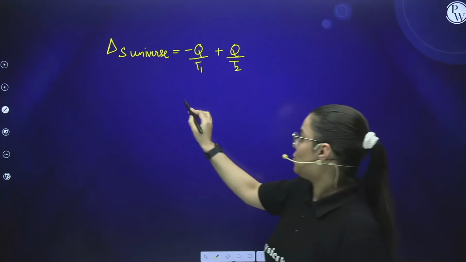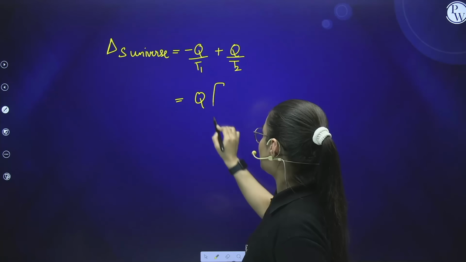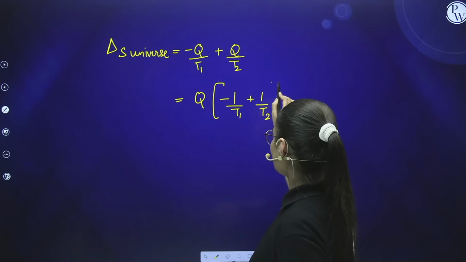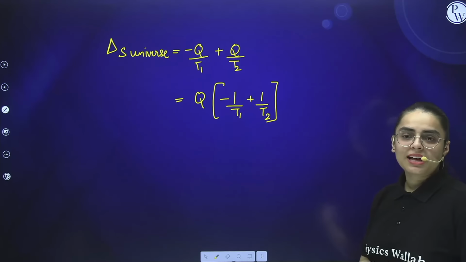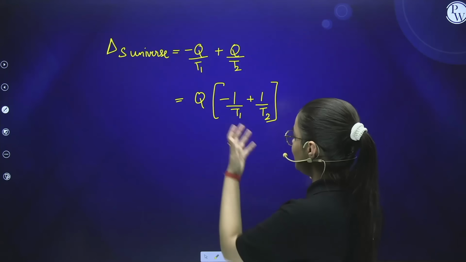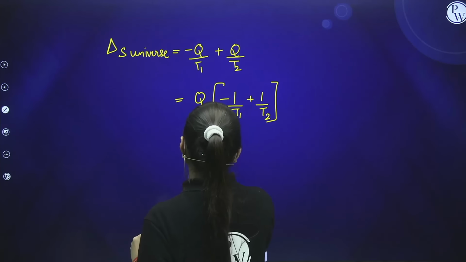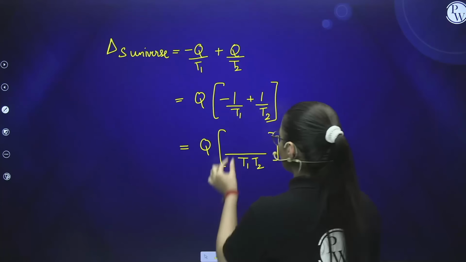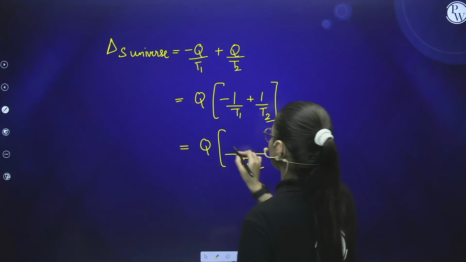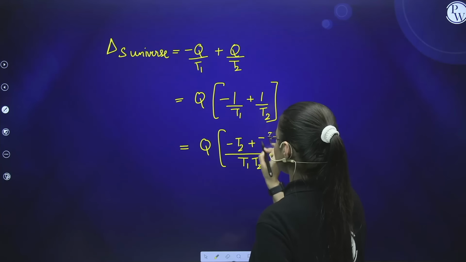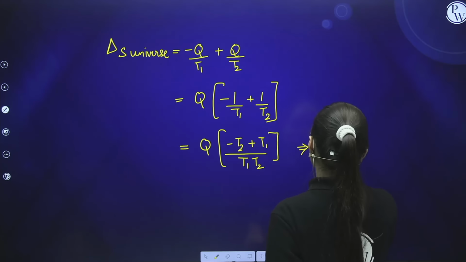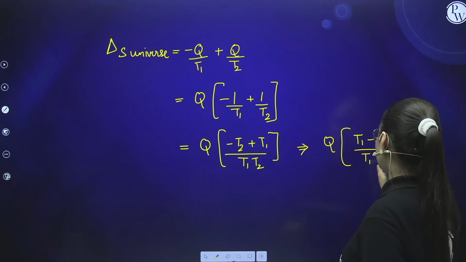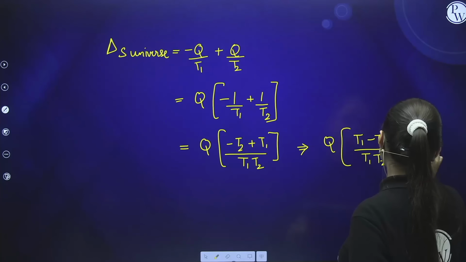When we take Q as common, what are we going to get? Minus 1 by T1 plus 1 by T2. Clear? Now, if I take the LCM as T1 T2, or you can directly see what is happening over here. Q bracket starts, if I take LCM T1 T2, since it has T1, it will be minus T2 and it will be plus T1. In other terms, I can write Q into T1 minus T2 divided by T1 T2, which is equivalent to delta S universe.